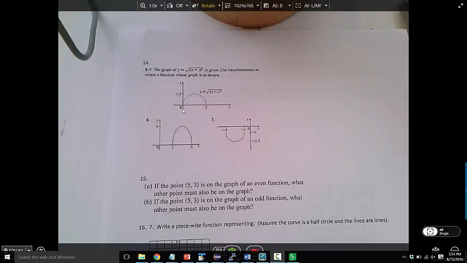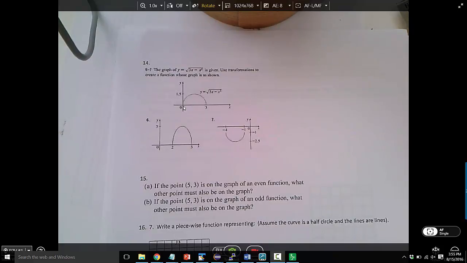So it looks like the horizontal distance here is 0 to 3, so that's 3, and 2 to 5 is also a horizontal distance of 3. So I don't think I need to horizontally scale it at all. It does look like I need to vertically scale it, because the height here is 1.5, and the height here is 3, so it seems like I need to double the height. Okay, so vertical scaling. It also looks like I need to translate it horizontally by 2.